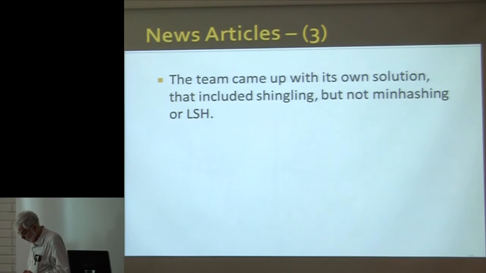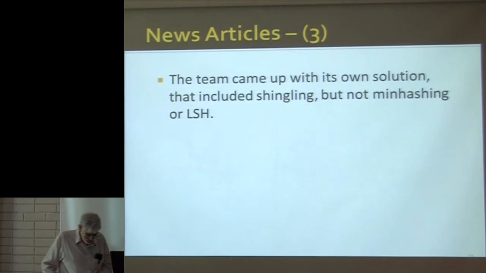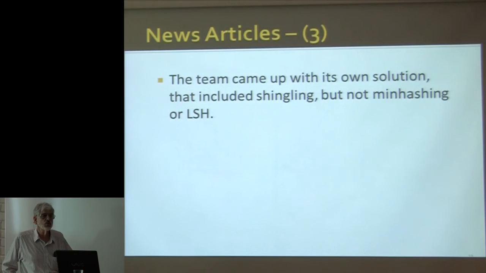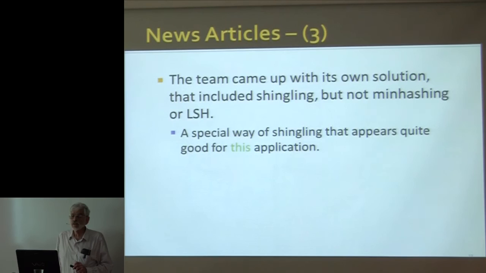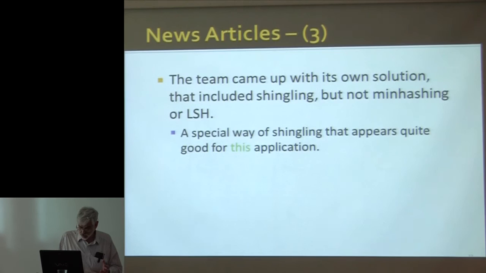The computer science team actually didn't know about locality-sensitive hashing, and this, of course, is a common problem that I face, that people who know about locality-sensitive hashing can do things that others cannot. So they invented shingling themselves, but they didn't do min hashing, they didn't do locality-sensitive hashing. But when they invented shingling, they didn't shingle the way I described it, where a shingle is a sequence of characters. They had a different method, which actually looks pretty interesting in this particular case.